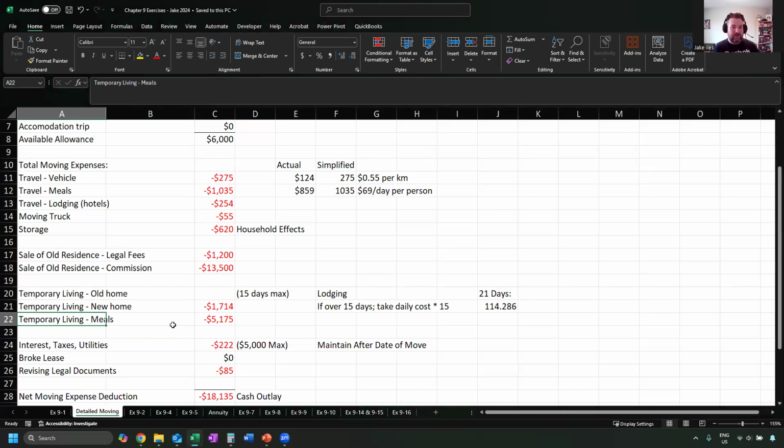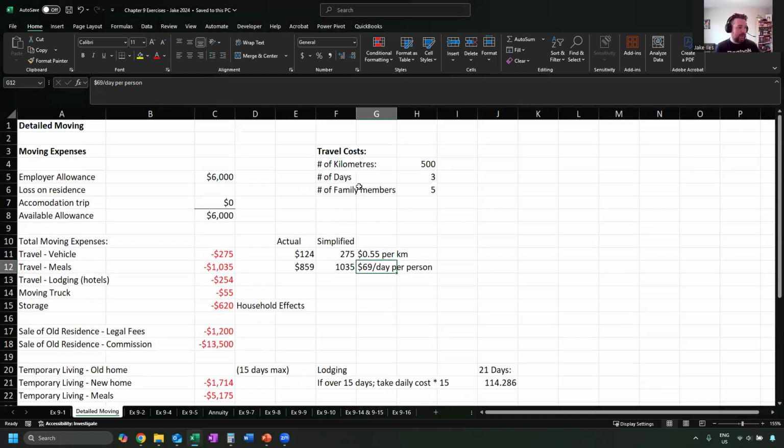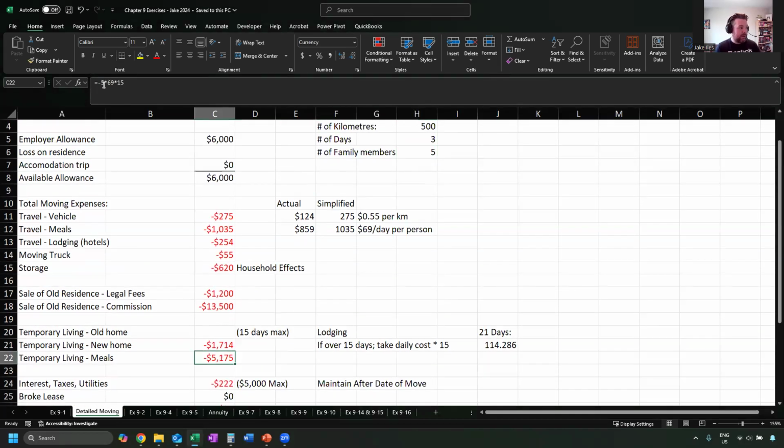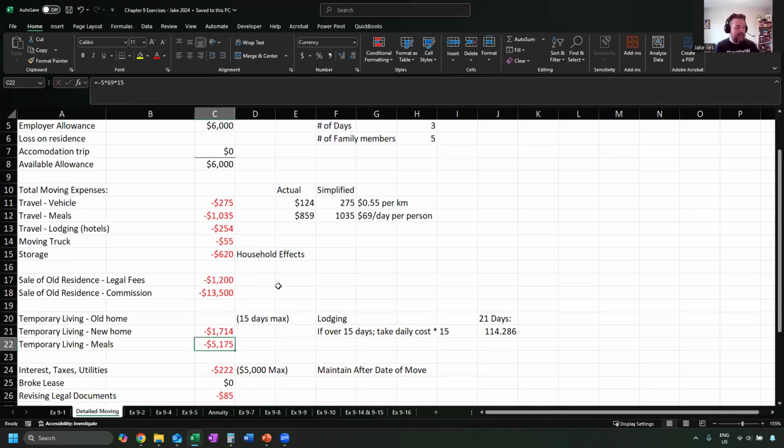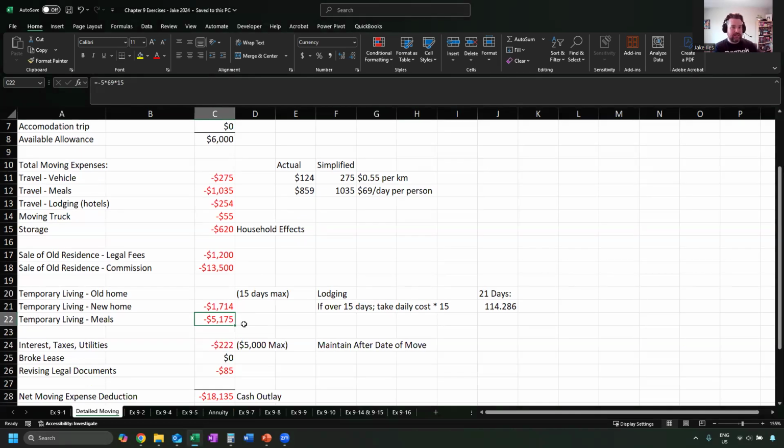While you're staying in that hotel for up to 15 days, you can also deduct the meals that you paid for. Now, you can keep the receipts and deduct the actual meals, but the simplified method we mentioned before during travel can apply to our temporary living. So to remind you, that's $23 per meal, 3 meals per day. That comes out to $69 per day, and that's available for every person in your family. In our example, we had a family of 5. So 5 people, $69 daily allowance for 15 days. We could add another $5,000 to our total moving expenses.